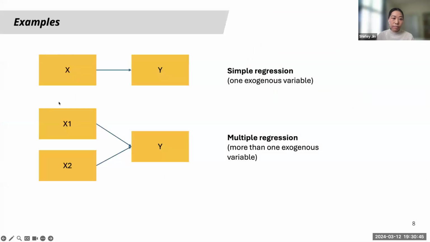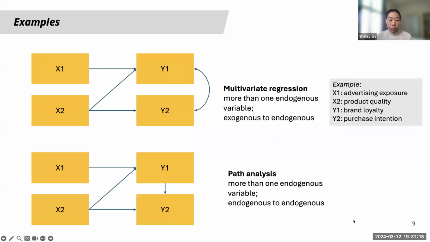So first, simple regression. It's very simple to understand, right? It only has one endogenous variable and one exogenous variable. And multiple regression has more than one exogenous variable, which are two or more independent variables. Both only have one dependent variable, or endogenous variable. If your model has two or more endogenous or dependent variables, it can be multivariate regression, path analysis, or other possibilities, right?